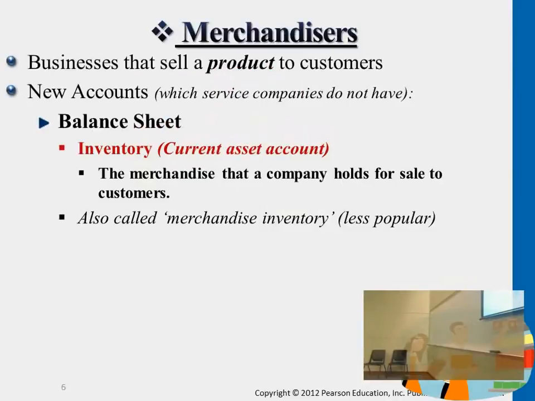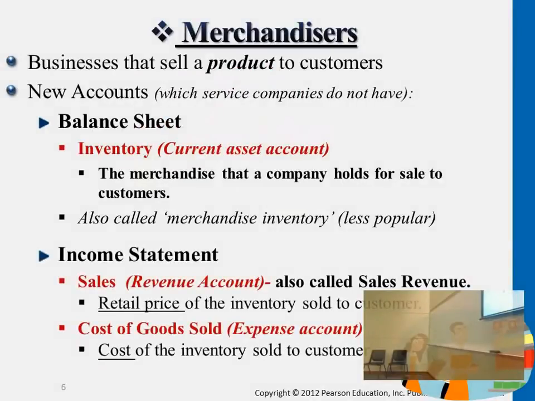Move on to the differences, specifically comparing merchandiser statements with the statements that we have seen in the first 4 chapters. The red highlighted accounts here are the new accounts. We have inventory, which you will see under the balance sheet. Again, this is an asset account.